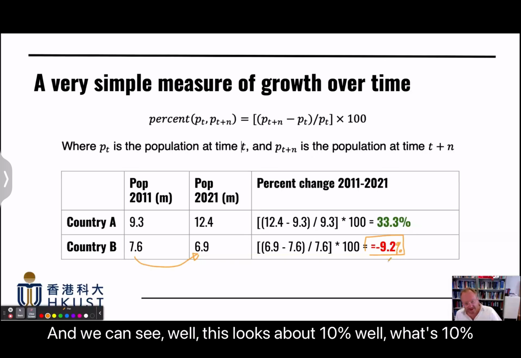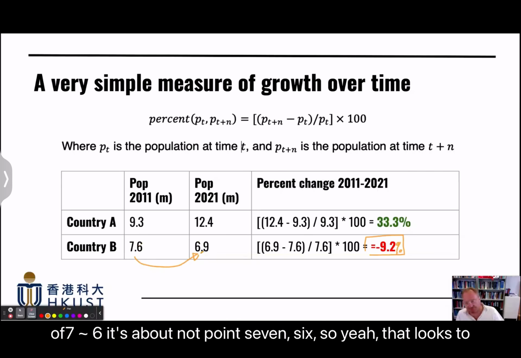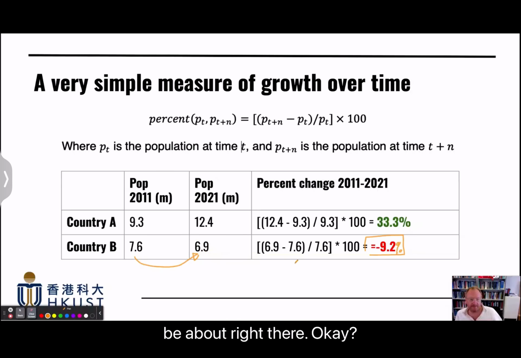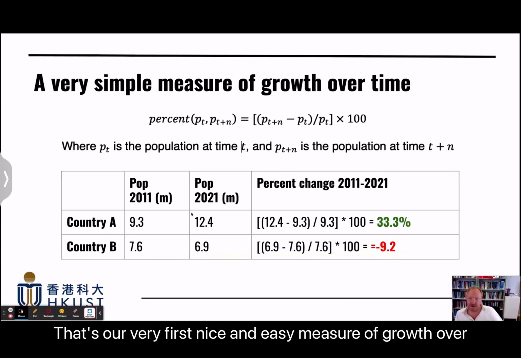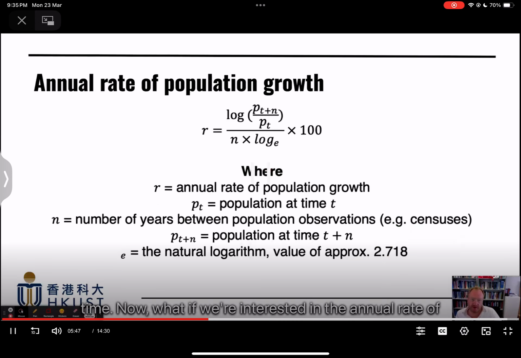And we can see, well, this looks about 10%. Well, what's 10% of 7.6? It's about 0.76. So yeah, that looks to be about right there. Okay, that's our very first nice and easy measure of growth over time.